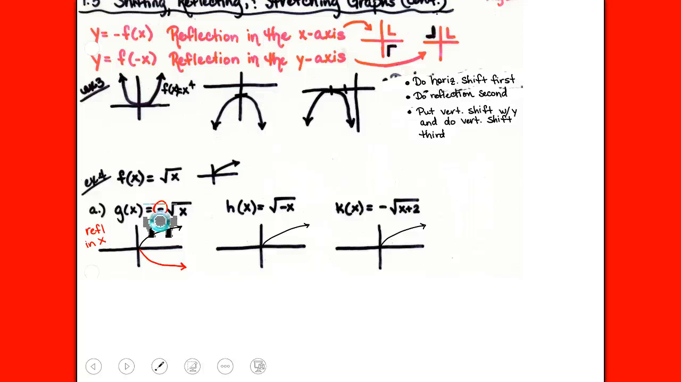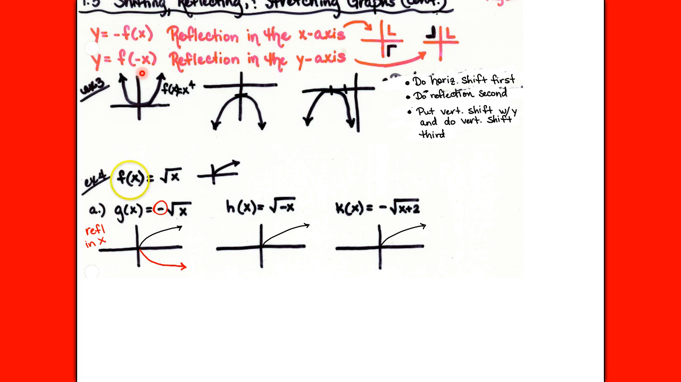Okay, well, if that's what reflection in x looks like, then what would the equation look like if they wanted me to reflect it in y? Well, that's what we see in our second example. H of x is equal to the square root of negative x. If you'll notice, my original function was square root of x. If I'm supposed to reflect in the y-axis, I'm supposed to put a negative x in the place of x and plug it into the function.